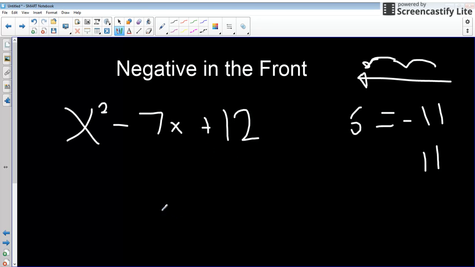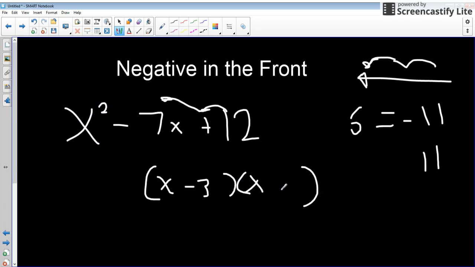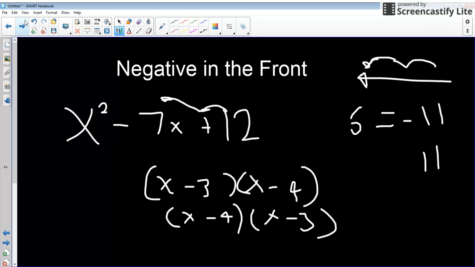And you tell me, what are the factors of 12 that add to negative 7? The answer, of course, is going to be x minus 3 times the quantity x minus 4. And you could easily switch those around and say x minus 4 times x minus 3. That doesn't really matter.